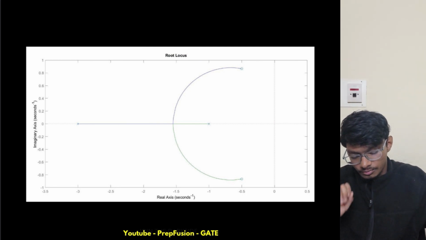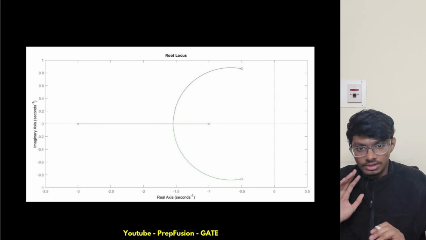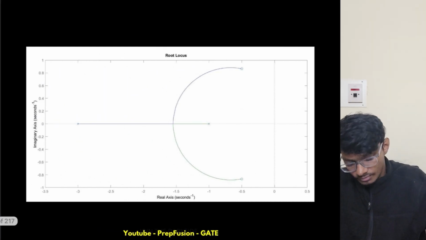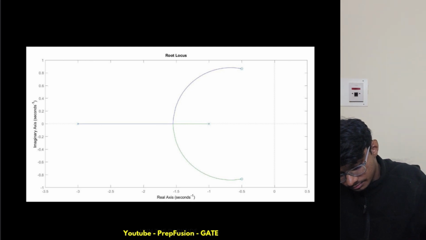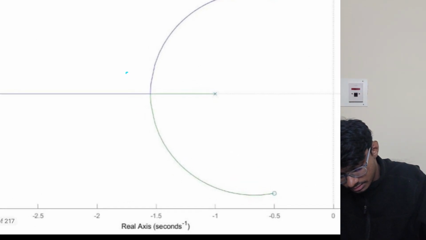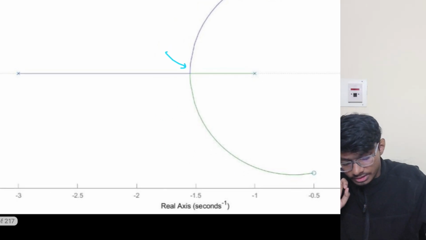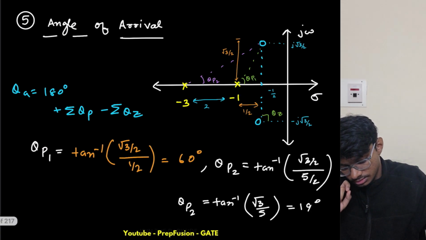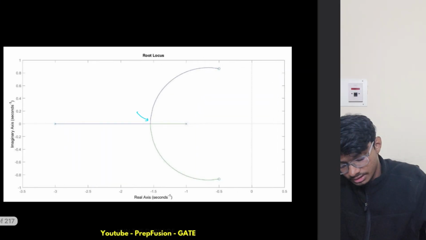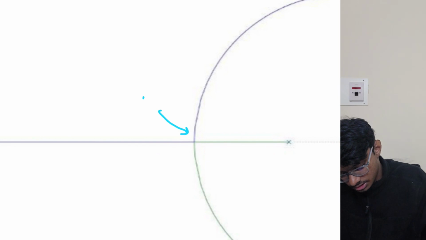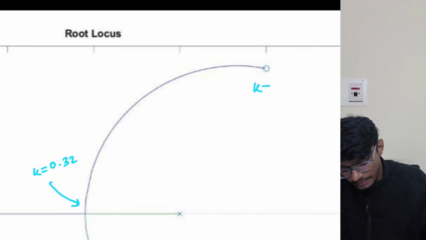So what are the few regions basically? The few regions are basically here. At this point, if I may write here, what is the value of k? This is a breakaway point. The value of k was 0.32. Here I have a critically damped system. So this is k equals 0.32. This is k equals infinity.